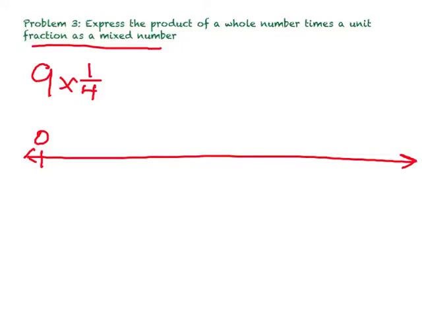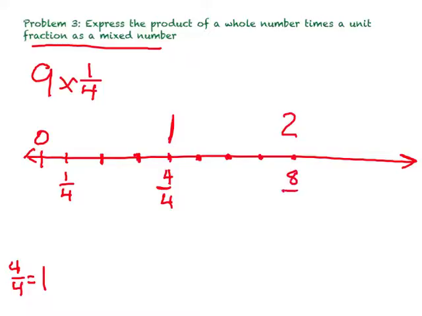And we know again that 4 over 4 equals 1. So this is 1/4, 2/4, 3/4, and 4/4. And we know that's number 1. 1/4, 2/4, 3/4, and 4/4. So this is number 2. This would be 8/4. And then we have one more fourth. So here's our 9/4 that you would have if we were to multiply this by 9.